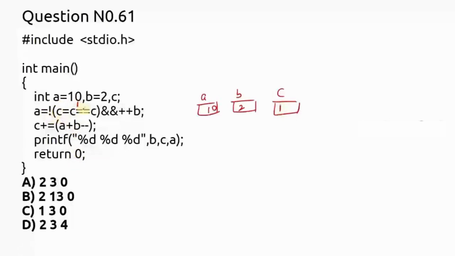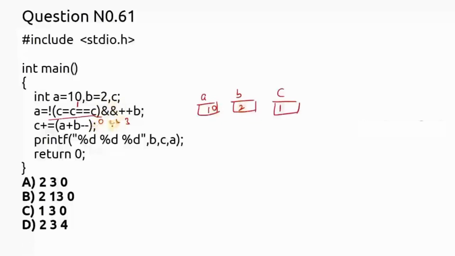Now not of 1, the negation of a non-zero value, will become 0. Now 0 and plus plus B. What is B? 2. It is a pre-increment, so now it will consider 3. Remember this point: it will consider the value 3, but here it will not be assigned. In the memory location, the value will not be changed in these logical operations.